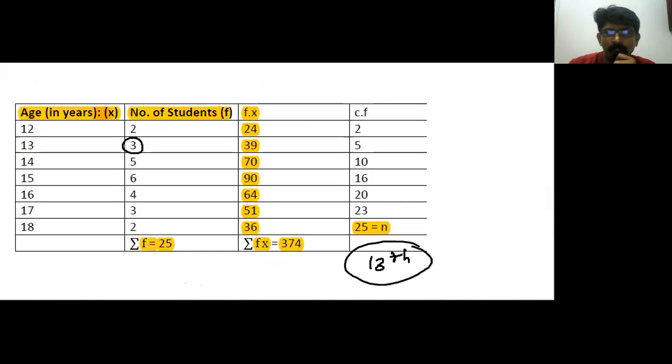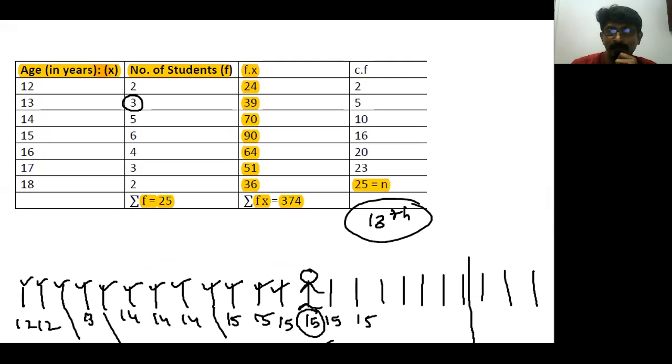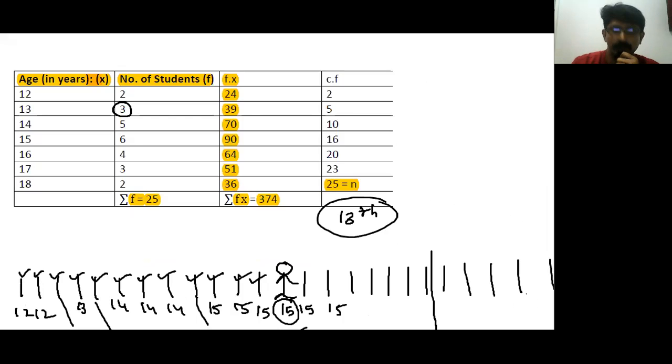Now, what do you mean by median? Median means arrange the data in the ascending order. Are you all getting it? Please now listen very carefully. It's an interesting story over here, isn't it? So we arrange the data. We are arranging these 25 people.